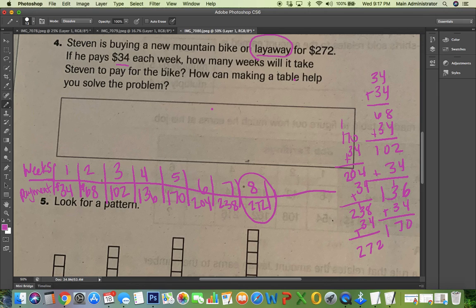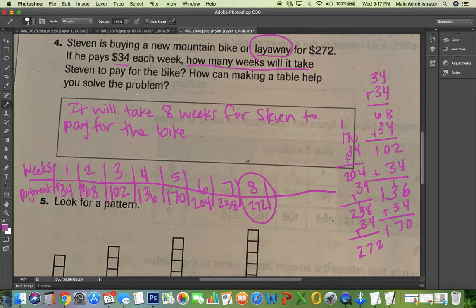All right. So how many weeks? Ooh, dear. How many weeks will it take Stephen to pay for the bike? It will take 8 weeks for Stephen to pay for the bike.